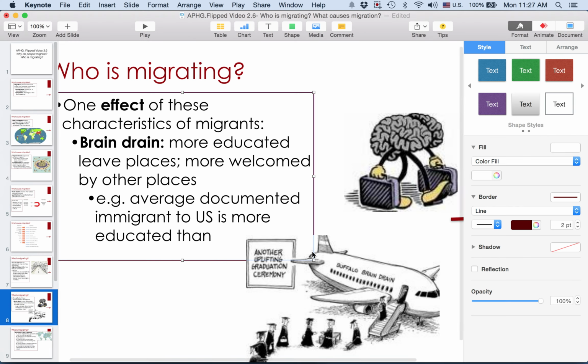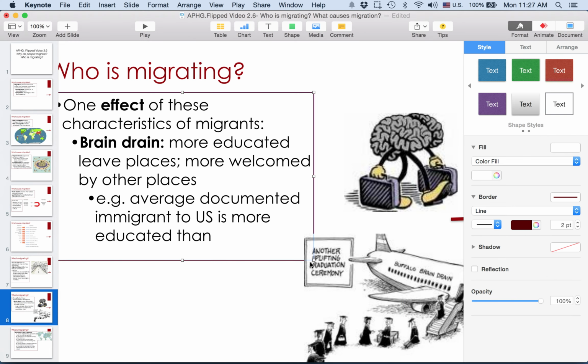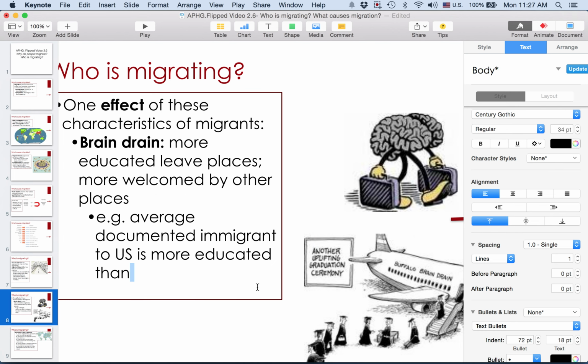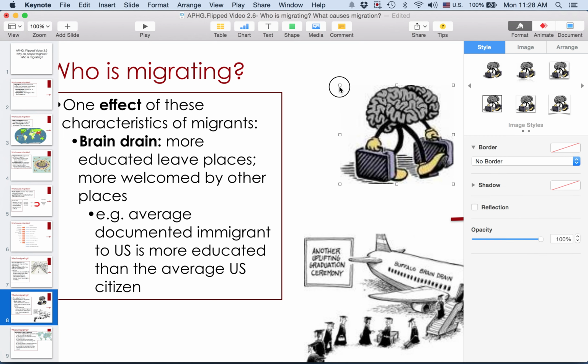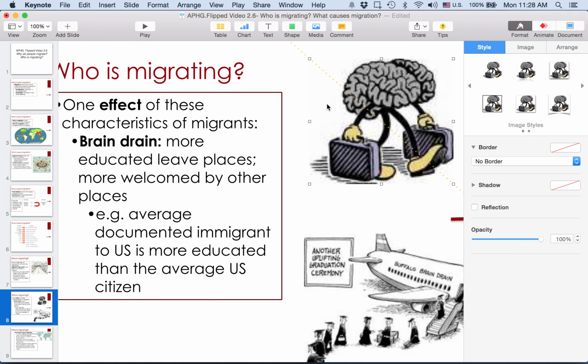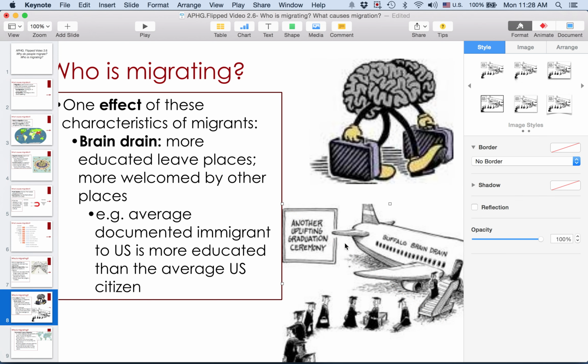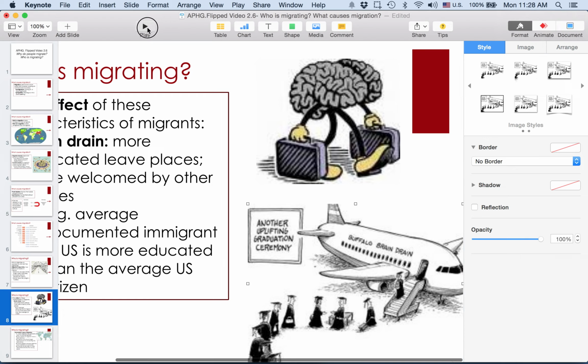The average documented worker, and I prefer the terminology documented to legal, because that's someone who's often fleeing persecution, and the term illegal immigrant truly doesn't do justice to who that individual is and the humanity of that person. So, an average documented immigrant is more educated than the average U.S. citizen. The people who are granted citizenship often have far greater education, and we're talking graduate-level study, than U.S. citizens themselves.